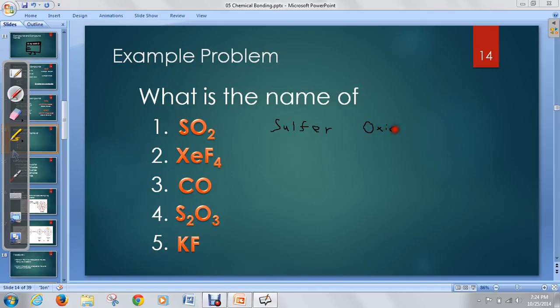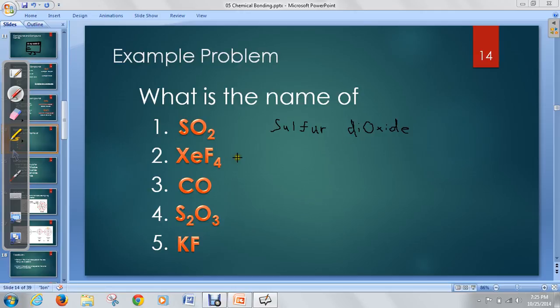Then the third step is to name the prefix. There's one sulfur, so this would be monosulfur. Oh, and I just noticed I spelled sulfur wrong. That should be a U. But it's not going to be monosulfur, because we don't state the mono prefix if it's at the beginning. So instead of monosulfur, this is just sulfur. And then there's two oxygens, so that's sulfur dioxide.